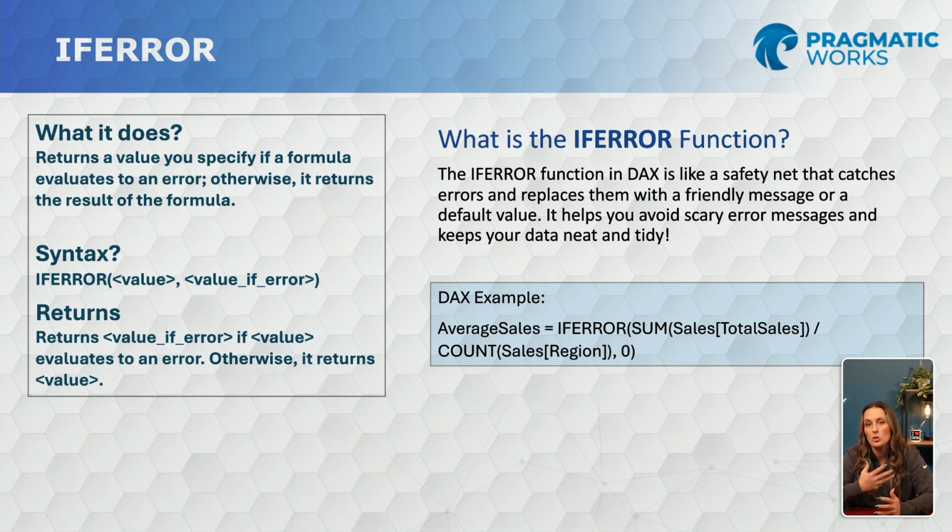So if you use this function, you can tell Power BI pretty much if this column in a specific row has an error in it, please replace that value with something else of your choosing, whether that's a 0, whether that's a blank, whatever it is that you choose to use. It's up to you. The syntax for this is simply going to be IFERROR, and then within parentheses, you're going to put the value, and then you're going to say value if error.